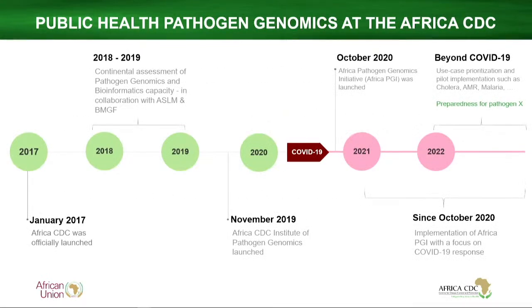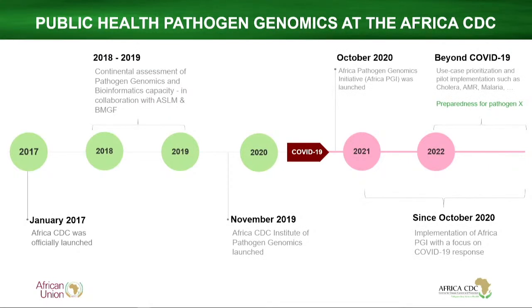Just to highlight where did we start and where are we going from here. The Africa CDC is a young organization. It's only 5 years old, and it was launched in 2017. 1 year after its launch, Africa CDC started to see what are the opportunities, what are the challenges, what are the gaps in implementing public health pathogen genomics.